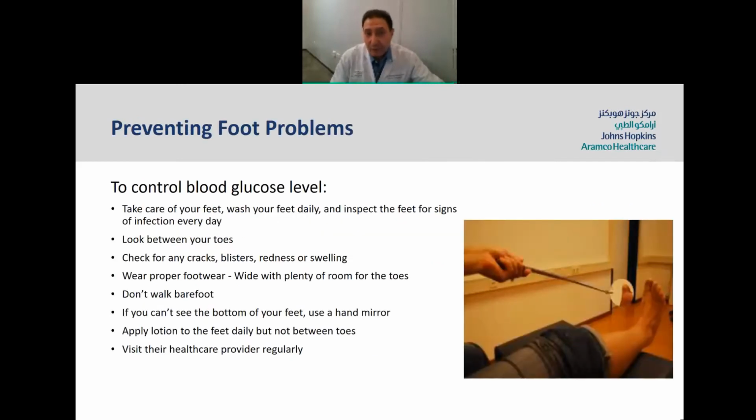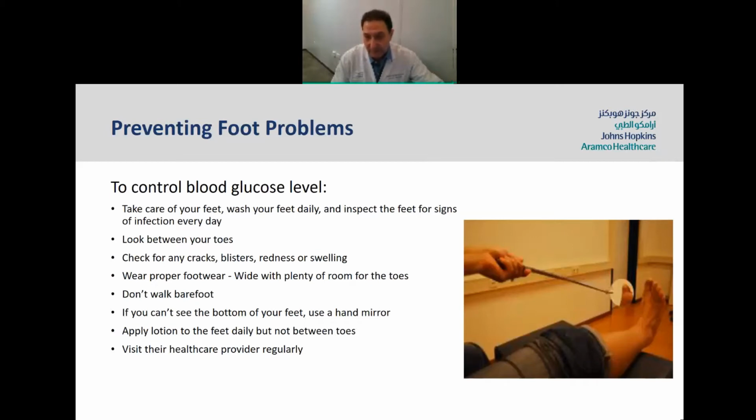So, to control blood glucose level, take care of your feet daily and inspect the feet for signs of infection every day. As you can see in the picture, if you cannot see the bottom of the foot, please use a mirror. Look between the toes, because sometimes fungus can develop between the toes and it can lead to ulcerations. Check for any cracks, blisters, redness or swelling, because these can be dealt with at an early stage and can prevent ulcerations and infection and later gangrene or amputation.